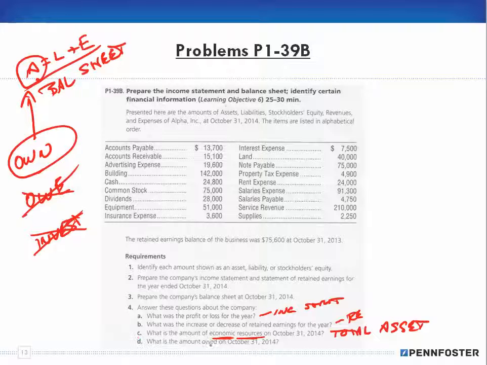And then D says the total amount owed, so that will be total liabilities. And of course, the difference between the two of those ends up being what we have as far as equity in the business. Okay, so I'm going to stop here and pick up with doing the income statement and the statement of retained earnings in the next video.